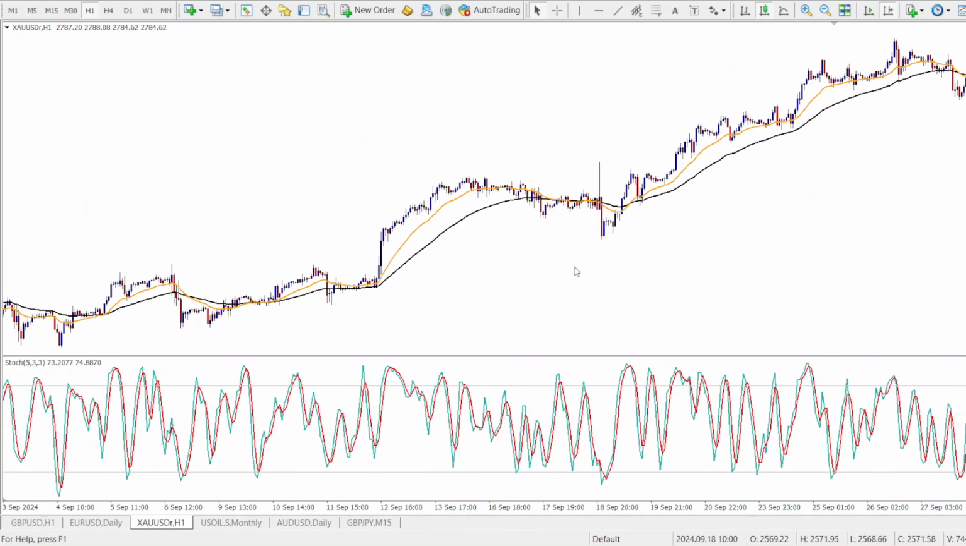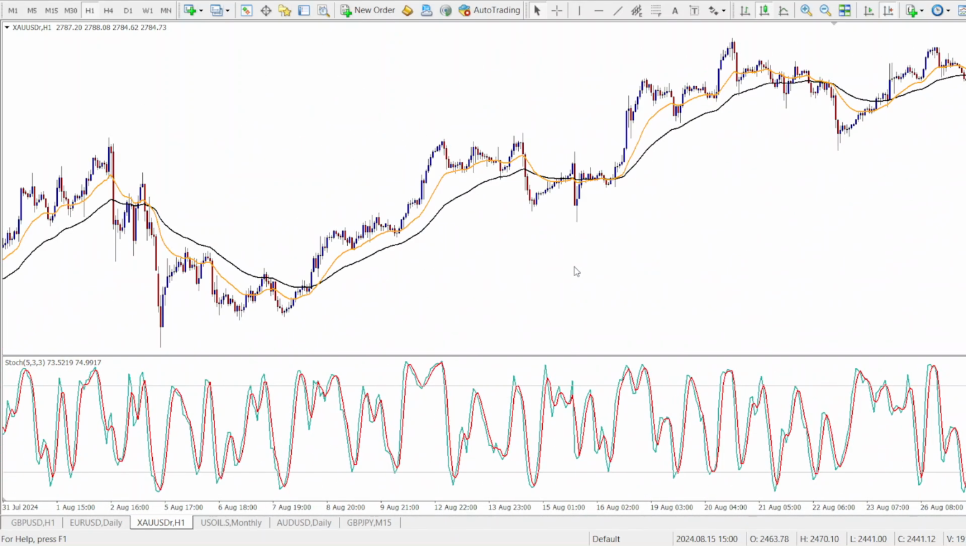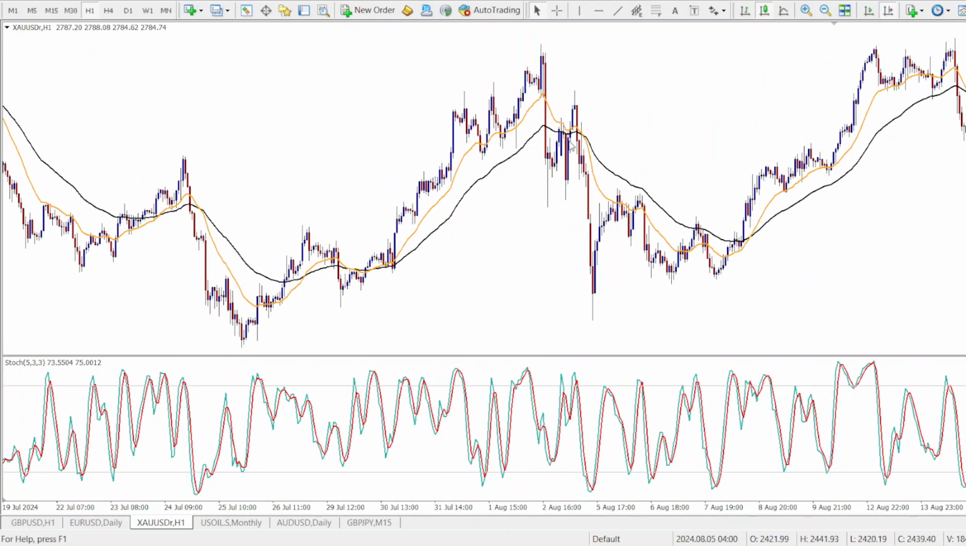And then for a sell, when we have a bearish crossover from the moving averages, we want to be looking out for the stochastics coming down from the overbought territory and pointing downwards. That's going to be our sell confirmation.